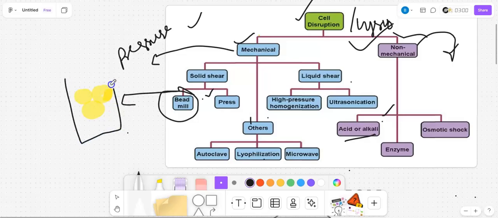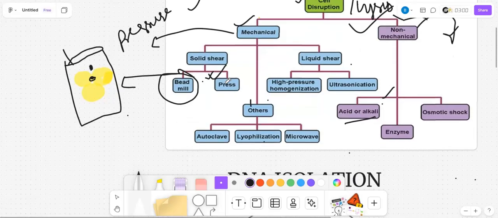In a test tube we add glass beads and also keep our cells containing DNA there, and then we shake it. When shaken, the glass beads cause friction and break the cell membrane or cell wall. So this is one technique. And pressure: when extreme pressure is applied between something, it will also cause cell lysis.